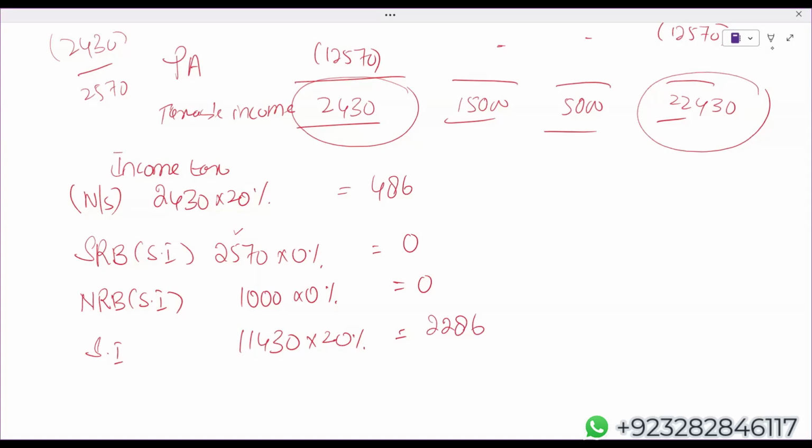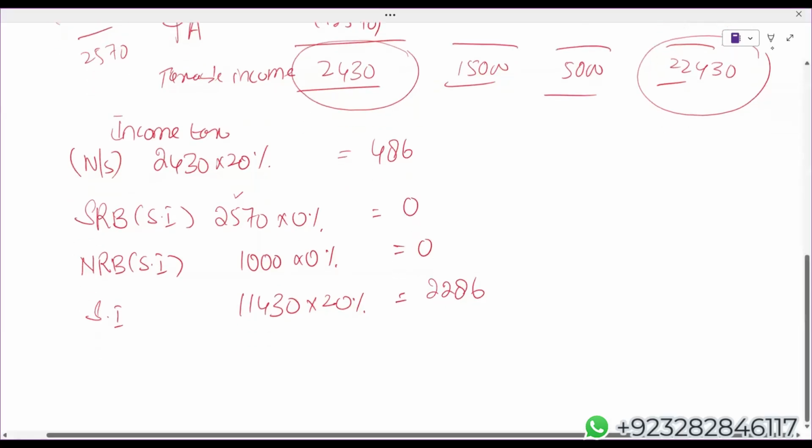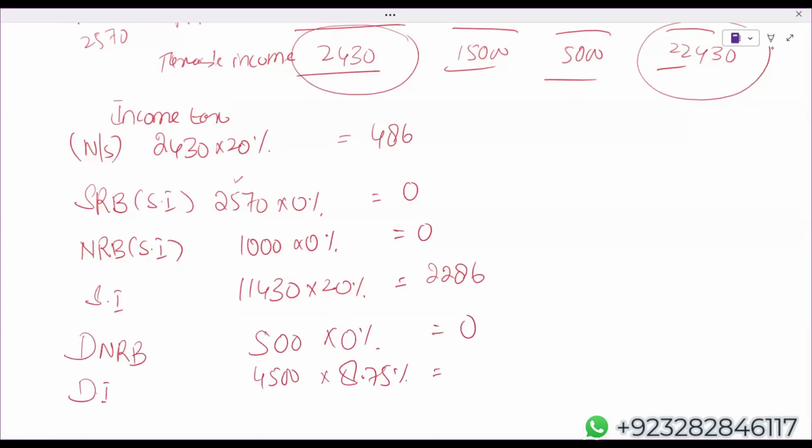Now dividend income. For dividend income, irrespective of the individual's tax paying status, every individual gets a nil rate band of £500. So dividend nil rate band, £500 into 0 is obviously 0. Then dividend income remaining is 4,500. The entire remaining 4,500 dividend income falls in the basic rate band and the applicable rate is 8.75%. And these income tax rates will be given to you in the exam.